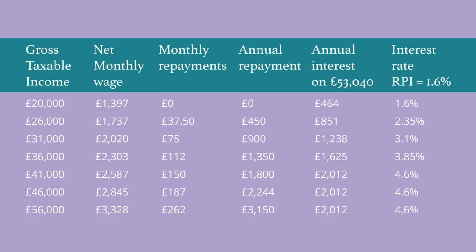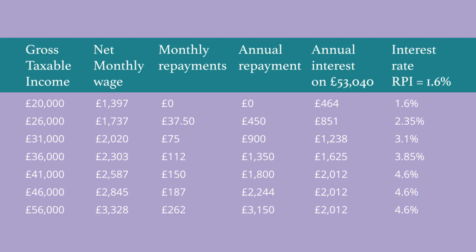On this table, graduate salaries are down the left-hand side. It's your gross taxable income. On the right-hand side is the variable interest rate, which as you can see increases as salaries increase. Once your salary reaches £41,000, you'll be paying the maximum interest rate of RPI plus 3%, the same as when you were studying. So for the year 2016-17, that is 4.6%.